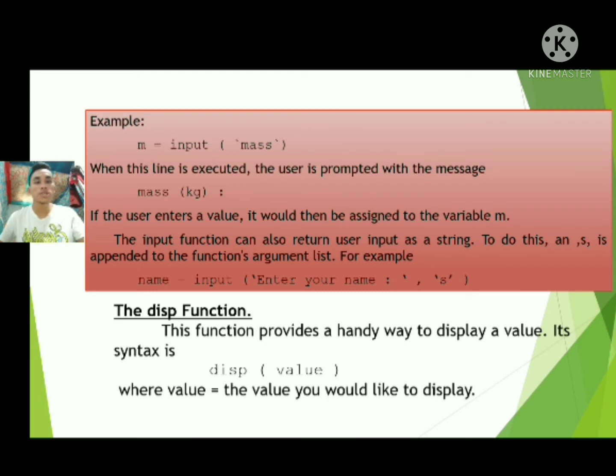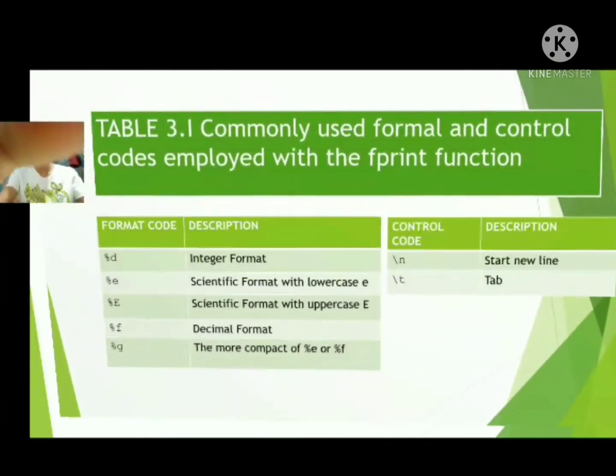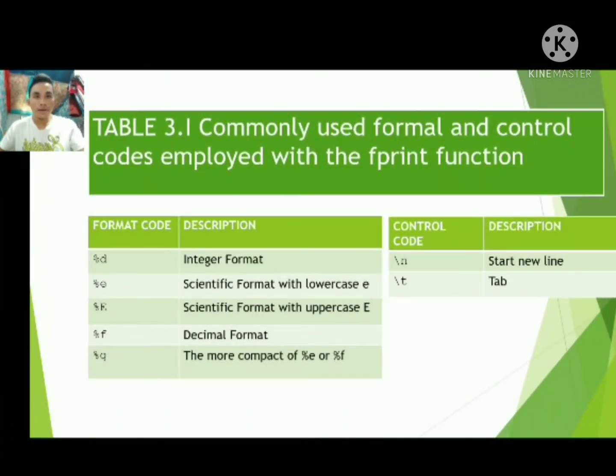The input function can also return user input as a string. To do this, an 's' is appended to the function argument list. For example, name = input('enter your name', 's'). The disp function provides a handy way to display a value. Its syntax is disp(value), where value is the value you would like to display. Okay, so in table 3 we have the commonly used control codes employed with the fprintf function.